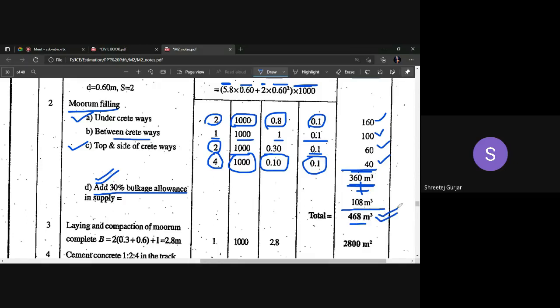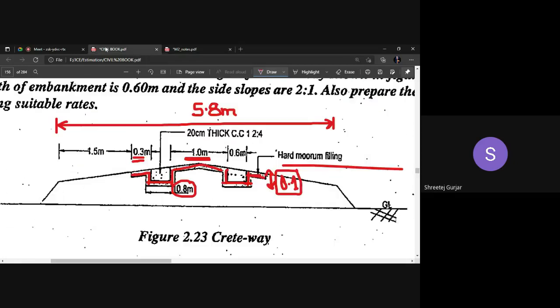This is one thing that you need to remember. For hard muram filling, you have to add 30% extra bulk allowance in supply. Whatever quantity you have to order of your muram filling, it is 468. So this is regarding muram filling.